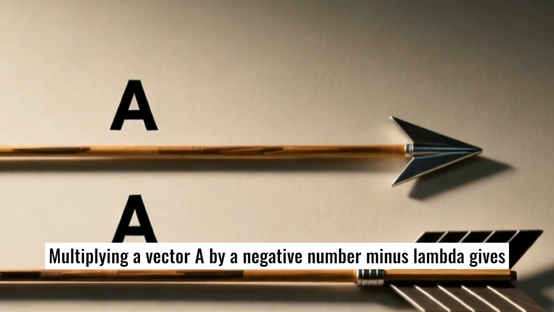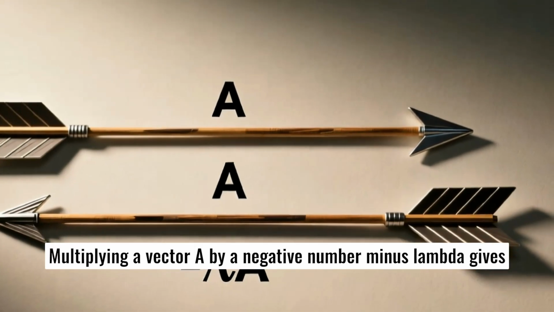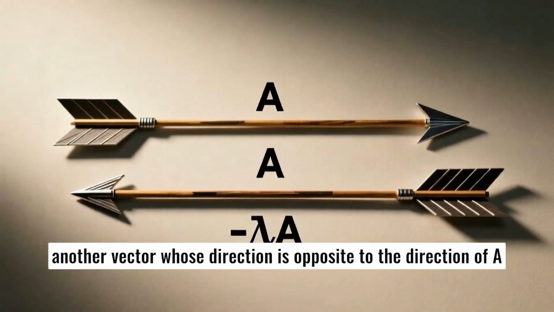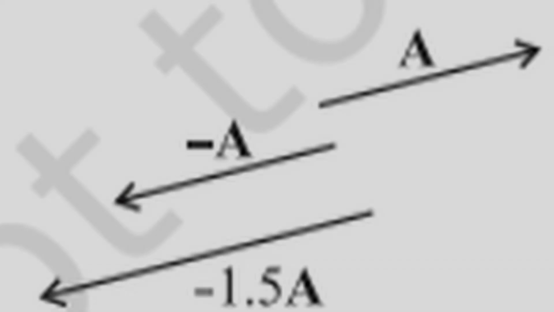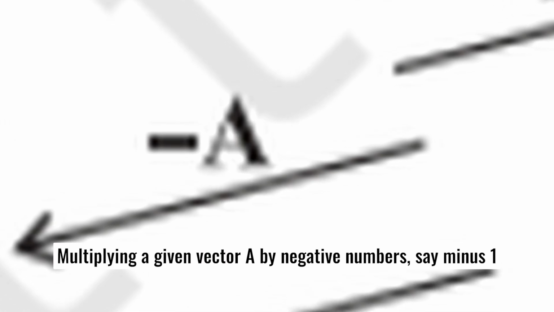Multiplying a vector A by a negative number, minus lambda, gives another vector whose direction is opposite to the direction of A and whose magnitude is lambda times A. Multiplying a given vector A by negative numbers, say -1 and -1.5, gives vectors as shown in the figure.